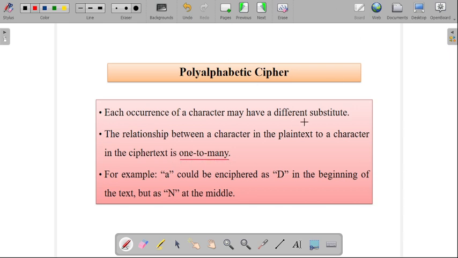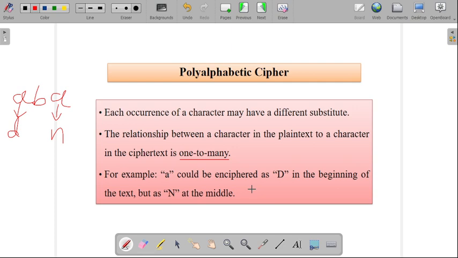For example, our plaintext consists of the characters A, B and A. That means our first A is replaced with the character D, and the second occurrence of A will be replaced with the character N. In the case of polyalphabetic cipher, each occurrence of a character will not be replaced with the same character. It can be replaced with a different substitute, a different character or alphabet. That is called a polyalphabetic cipher.